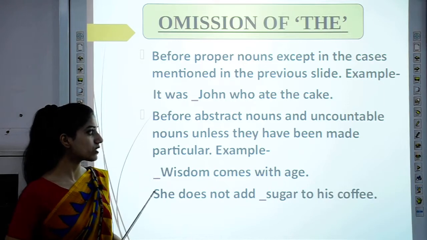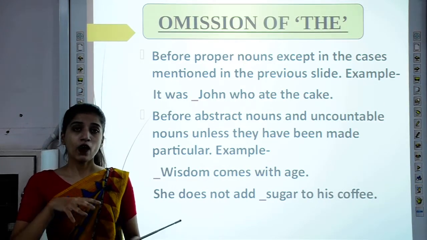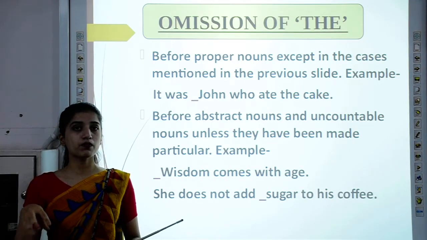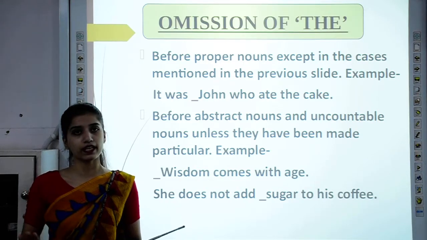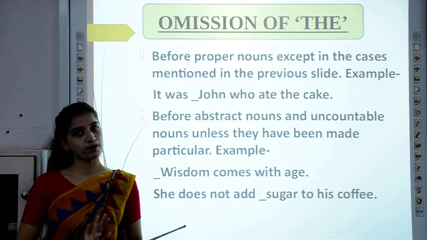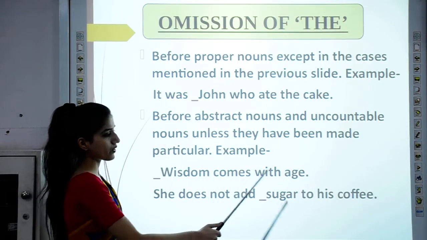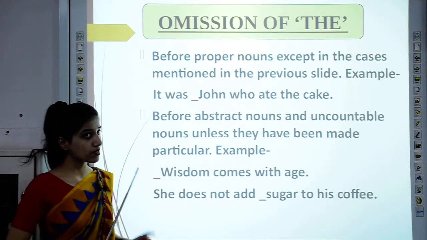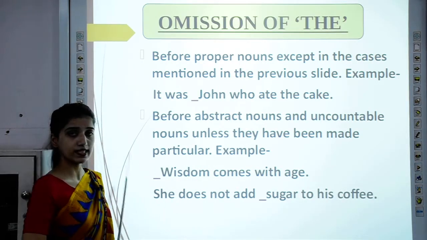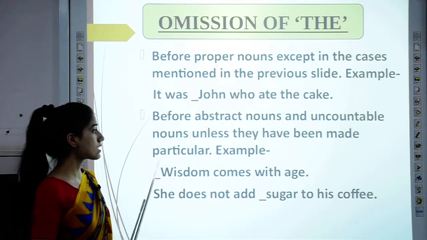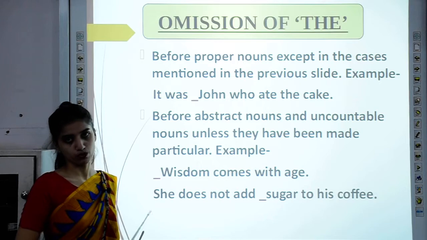And uncountable nouns, unless they have been made particular. Only those uncountable nouns that are made particular will have the before them; unless and until we are using the before them, it is not needed. So you can see over here, "Wisdom comes with age." The is not coming before wisdom. Wisdom is what? An abstract noun. But is the coming before it? No. Because we are talking about an abstract noun over here, that is why the will not be used.